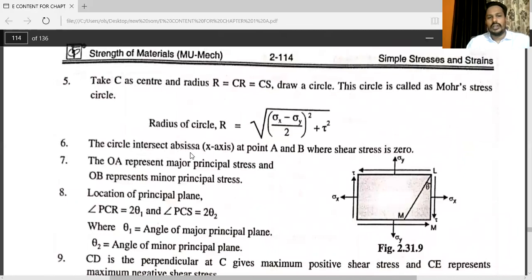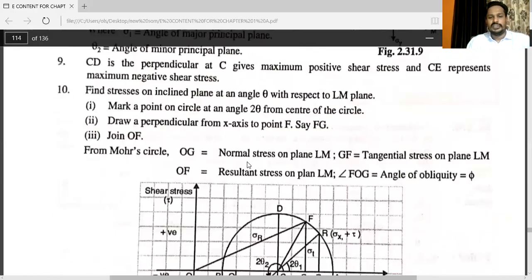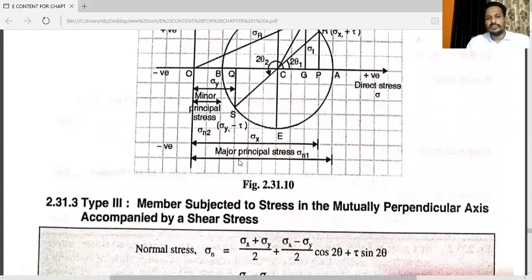See here, the circle intersects the x-axis at points A and B where shear stress is 0. OA represents major principal stress and OB represents minor principal stress.